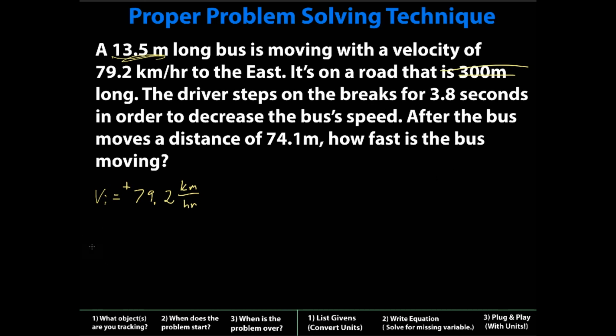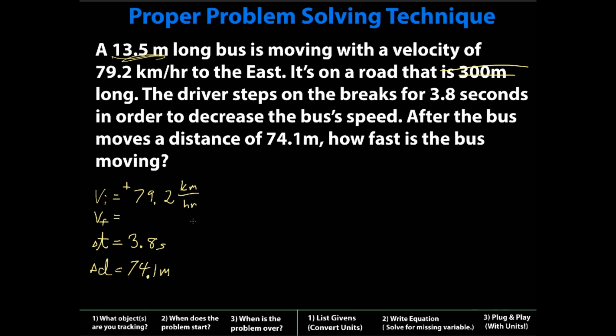Now, this is good information too, because it is our time. It is how long the bus is slowing down, 3.8 seconds, in order to decrease the bus's speed. After the bus moves a distance of 74.1 meters, that is obviously my displacement because they literally tell me how far the bus has gone, 74.1 meters. How fast is the bus moving? So we are looking for velocity final.